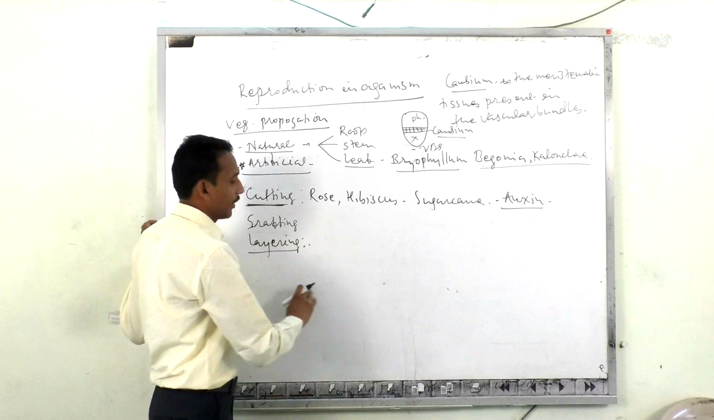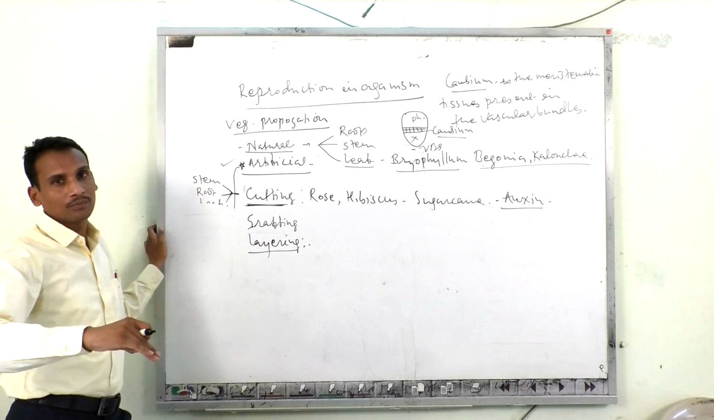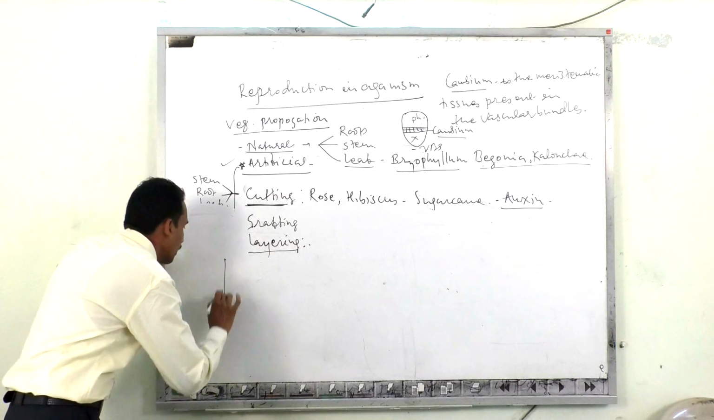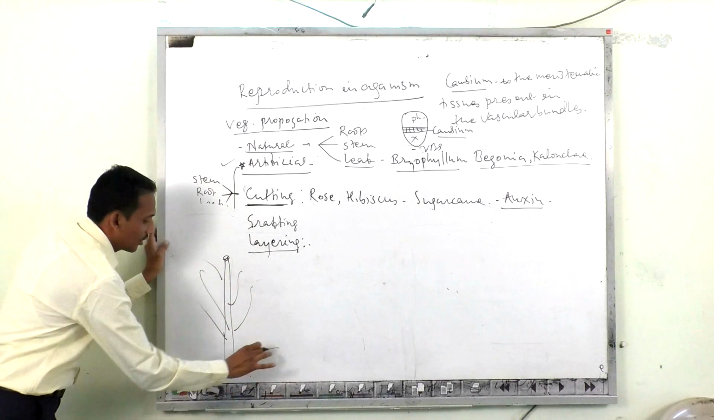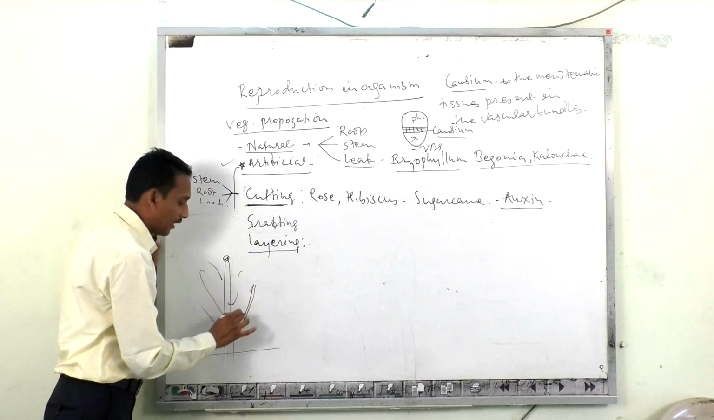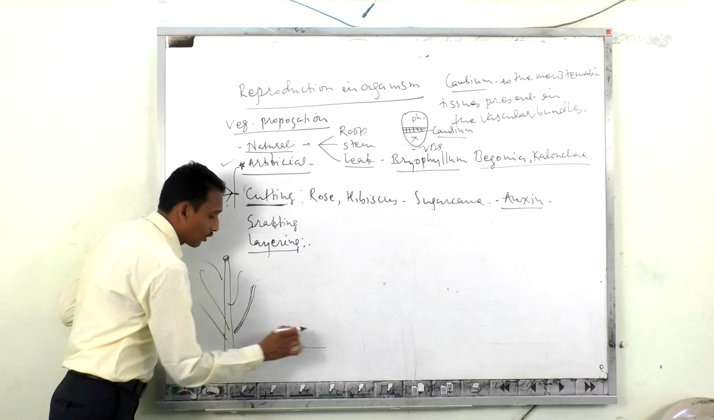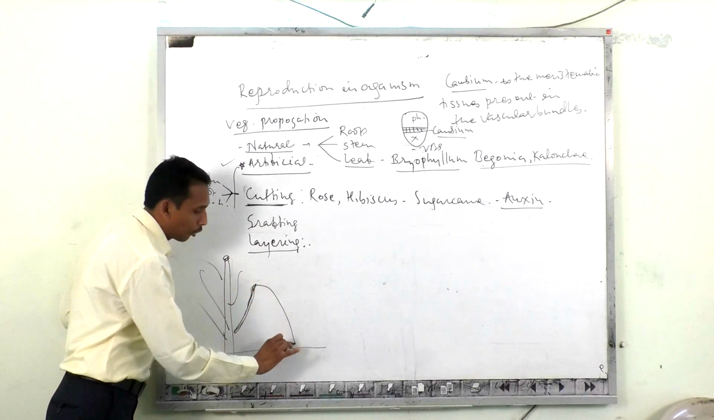In this particular layering, those plants which are shrubby and much larger. Suppose this one is one of those plants. So this is a much larger plant. This one is one of its branches. What is done here? This particular branch is first of all bent down.